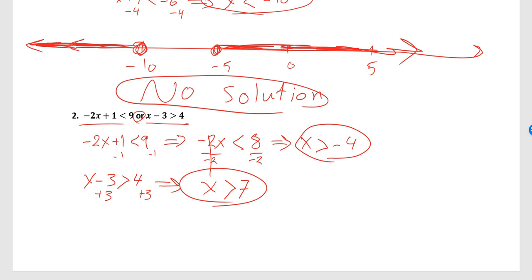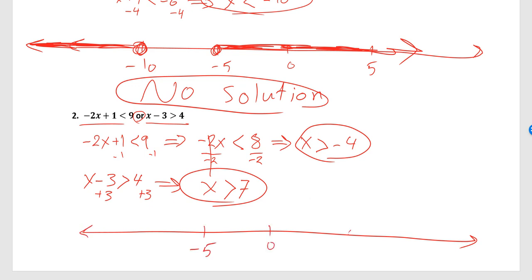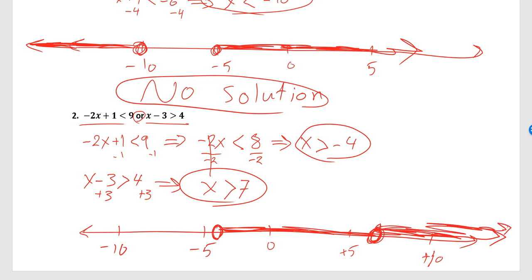Now, if I attempt to graph this on the number line, now I have 0, minus 5, plus 5, plus 10, minus 10. So x is greater than negative 4. I go to negative 4 and I make an open circle, right? So x is whatever is greater than negative 4 on the positive side. But x is also greater than 7. So 7 is somewhere here, right? And I'm going to take whatever is to the positive end from 7.